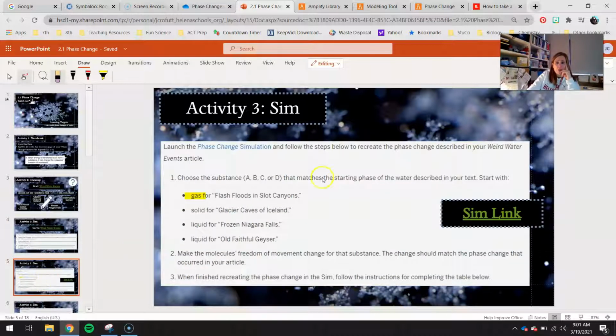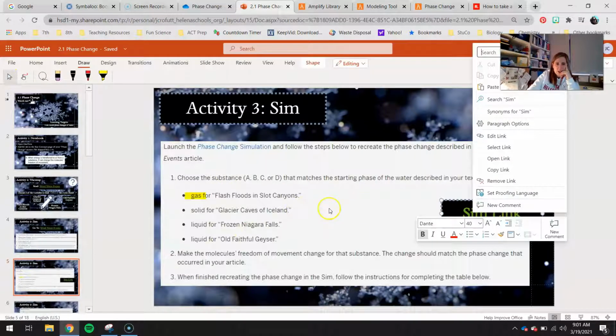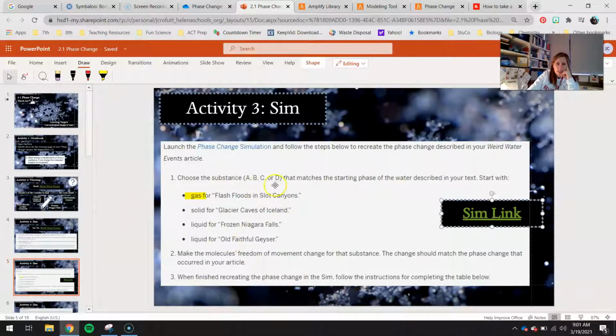All right. So anyway, moving on, you guys will need the sim for this next part, so you will need to right-click and open this link. Okay. And then you guys can see, here's your information. So choose the substance A, B, C, or D that matches the starting phase. So in the case for our flash floods and slot canyons, we're starting out as a gas. Make the molecule's freedom of movement change. So you guys need to think about how you can do that with the sim. And then the change should match the phase change that occurred in your article.